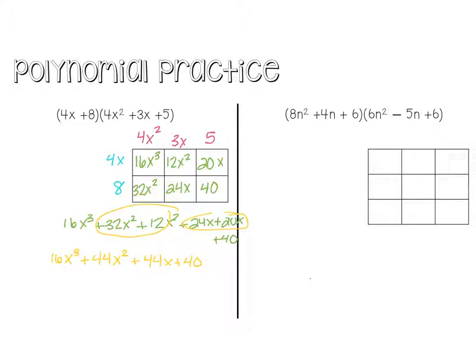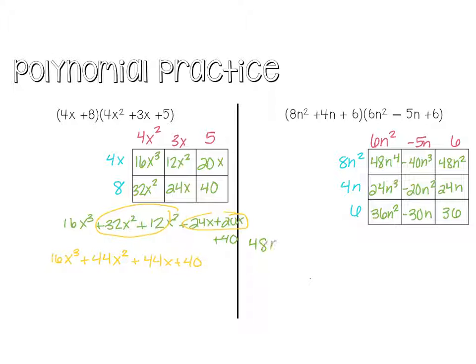The next one is the same concept, only it's a 3 by 3. So 6n squared, negative 5n, positive 6, 8n squared, 4n, and 6. So this becomes 48n to the fourth, 24n cubed, 36n squared, negative 40n cubed, negative 20n squared, and negative 30n, 48n squared, 24n, and 36.